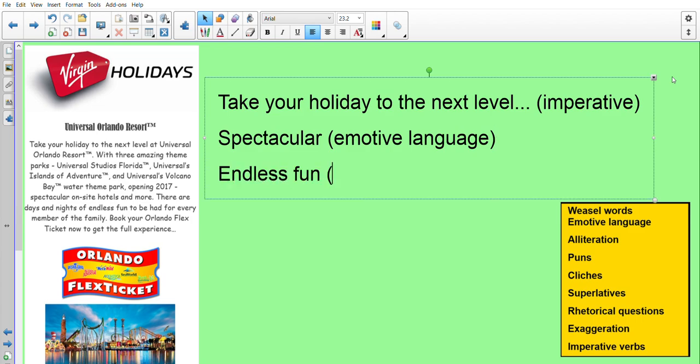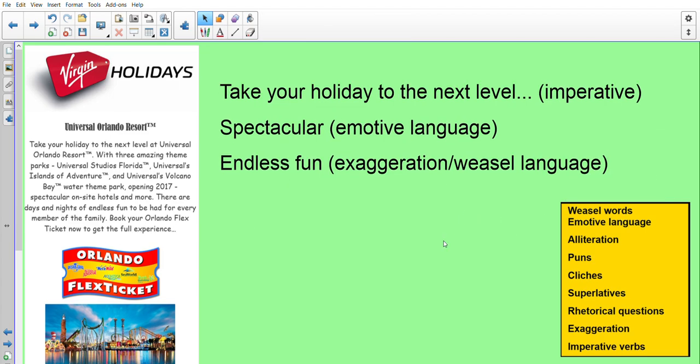Endless fun. Well, exaggeration. Is it endless? Does it ever end? I'm sure it does end. Exaggeration. It's probably weasel language as well, isn't it? Saying something is endless. For every member of the family, book your Orlando Flex ticket now to get the full experience. We've looked at that already, haven't we? But you could write that down later if you find something similar.